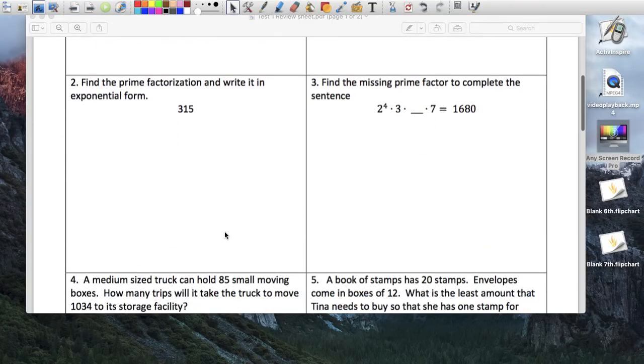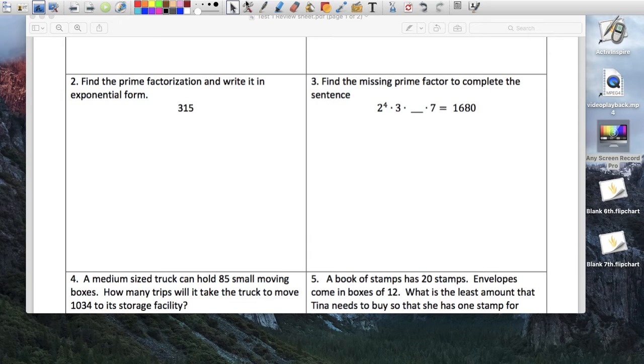Move on. Find the prime factorization. Okay, so pick whatever number you're comfortable with. This is divisible by 3, because if I add, it equals 9. Divisible by 5. Okay, so either way, you can pick whichever one you like. I'm going to pick 3. 3 times something is 315, and I have no idea what that is, so I'm going to take a couple of seconds here.